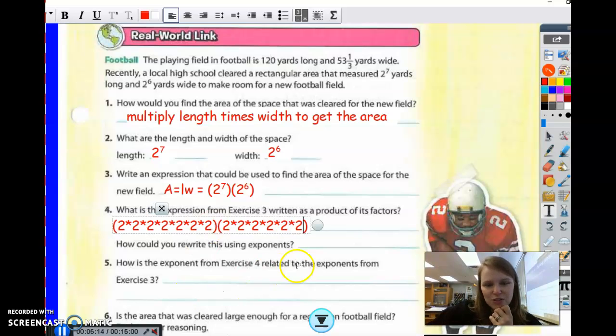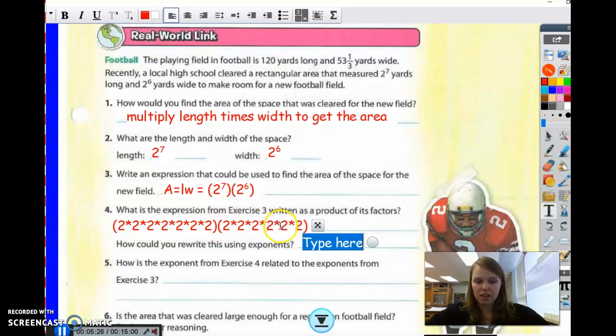Okay. How could you rewrite this using exponents? So can we see now, if you take a look at this, what do you think? How could you rewrite this using exponents? So we've got 7 of them here and 6 of them here. Can't we just shorten that up and say, well, what's 7 plus 6? Isn't that 13? So we could say 2 to the 13th power. That's a way to shorten it up.